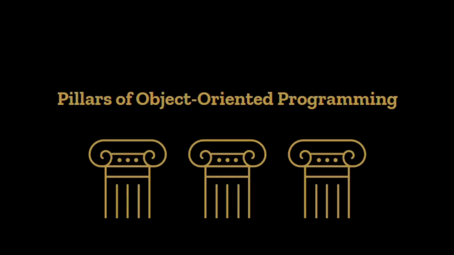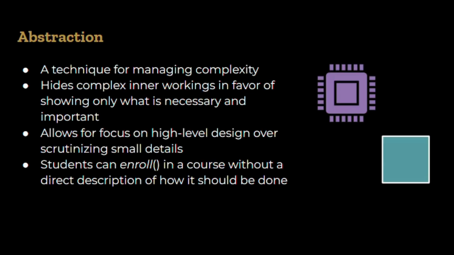With these basics out of the way, we can address the four pillars object-oriented programming is built upon. The first pillar is abstraction, a technique for managing complexity. It's the process of hiding the complex inner workings of your implementations in favor of showing only what is necessary and important. This allows programmers to focus on high-level design instead of worrying about the smaller details of their work. For example, once you've defined the method, you could call a student object's enroll function without directly describing how it should enroll in this course.